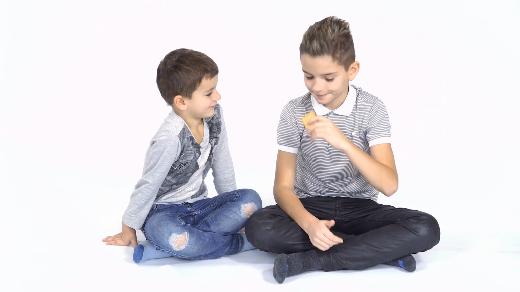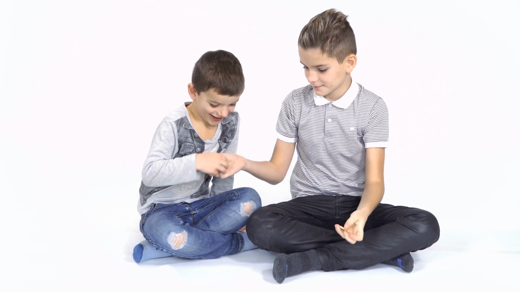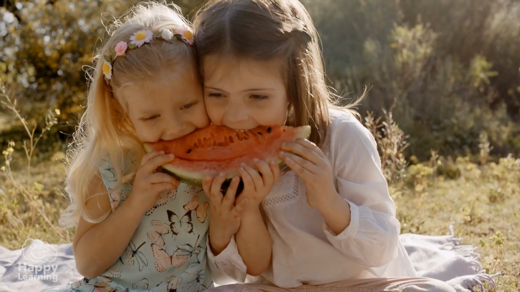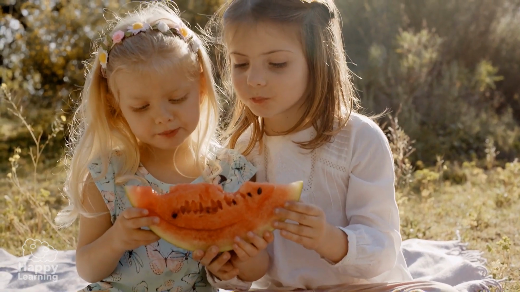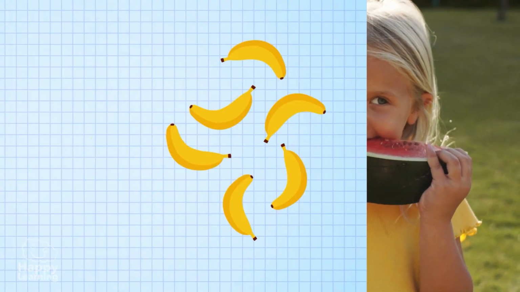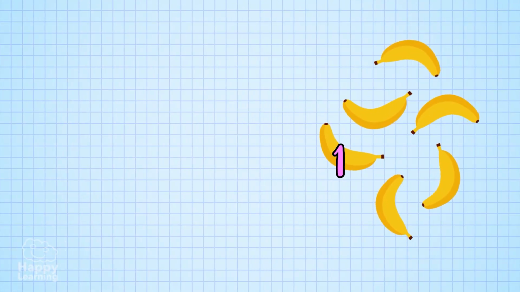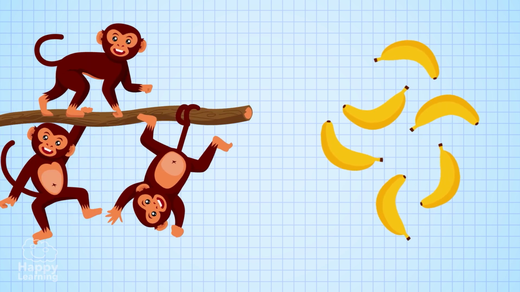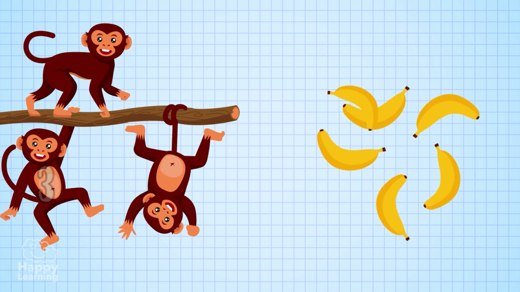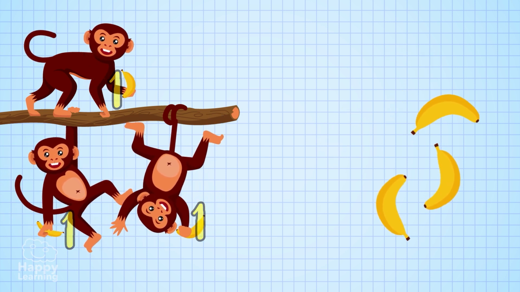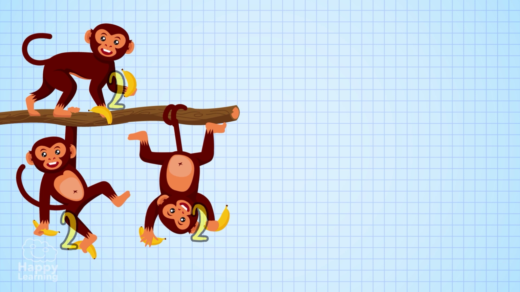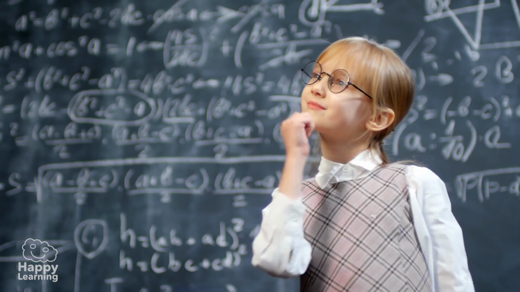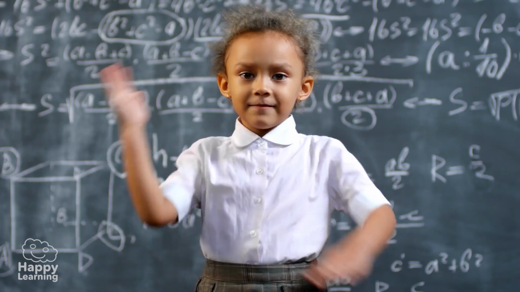Dividing is the most generous mathematical operation because it means sharing. Dividing is taking a quantity of something and sharing it in equal parts. For example, if we have 6 bananas and we divide them between 3 monkeys, each monkey gets 2 bananas. We already know that dividing is distributing, but how do you do the mathematical operation?